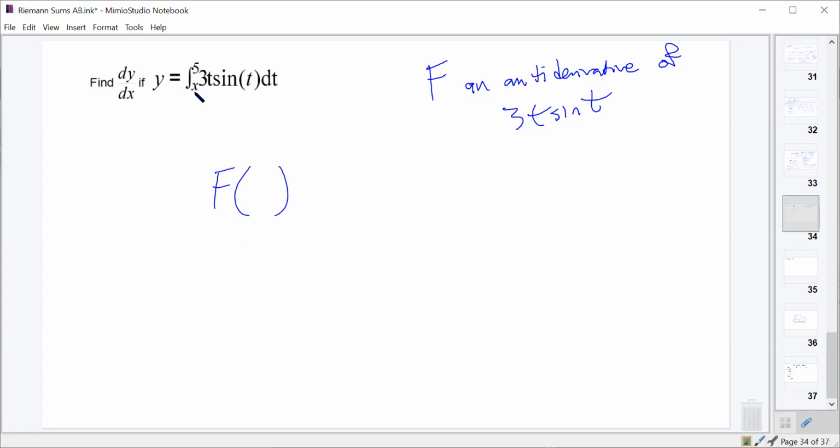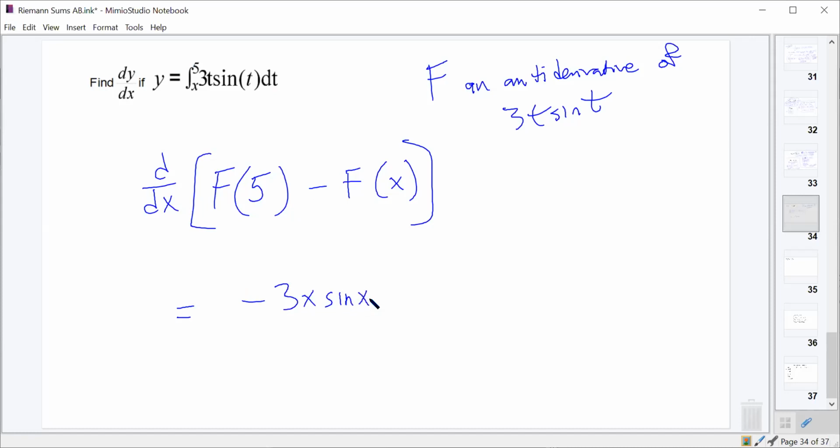The upper limit or the lower limit? The upper limit. So we'll have capital F of 5 minus capital F of x. And that's what we're trying to find the derivative of. And what's the derivative of capital F of 5? 0. So we just end up with a negative of this function in terms of x, negative 3x sine x. Good or no?